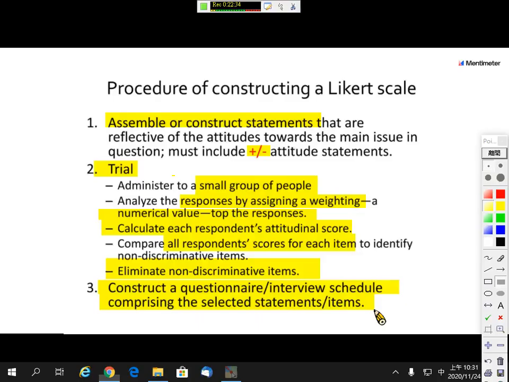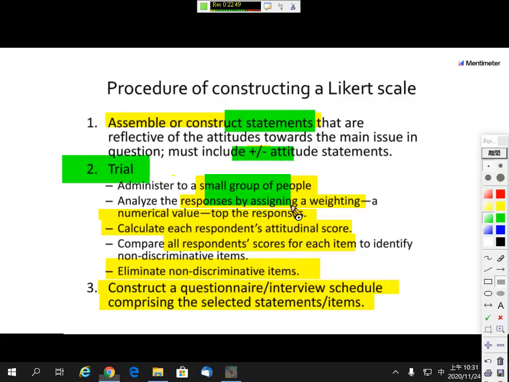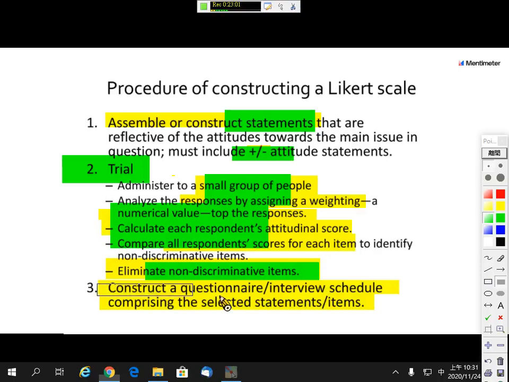Then after that, you can construct a questionnaire interview scale comprising the selected statements or items. So basically the process is very easy. First one, find out the statements you want to ask and make sure that they are positive and negative attitudinal statements. And you need to have a trial with a small group of people, and you calculate and then you exclude the non-discriminative items. And once you have screened out the items you want to keep, you can use them to construct a questionnaire. So it is very simple and easy, right?